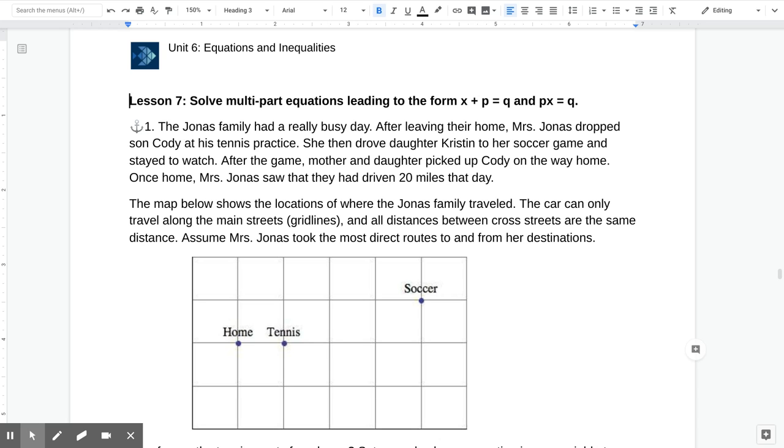Match Fishtank Unit 6, Lesson 7. So in this lesson, we're going to be looking at some multi-part equations for some more complicated situations.